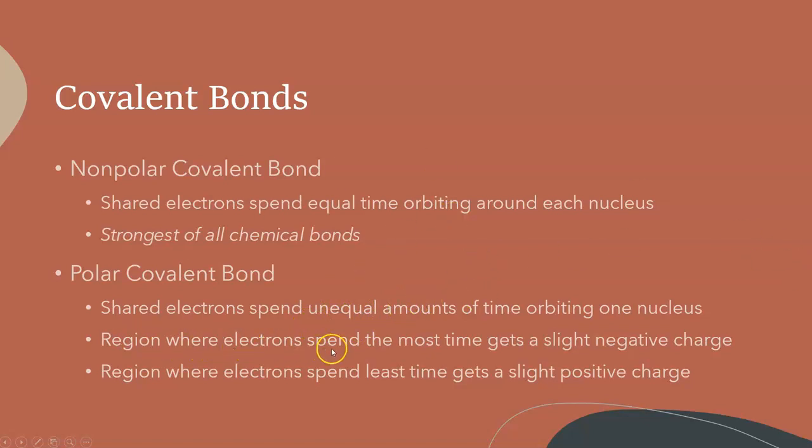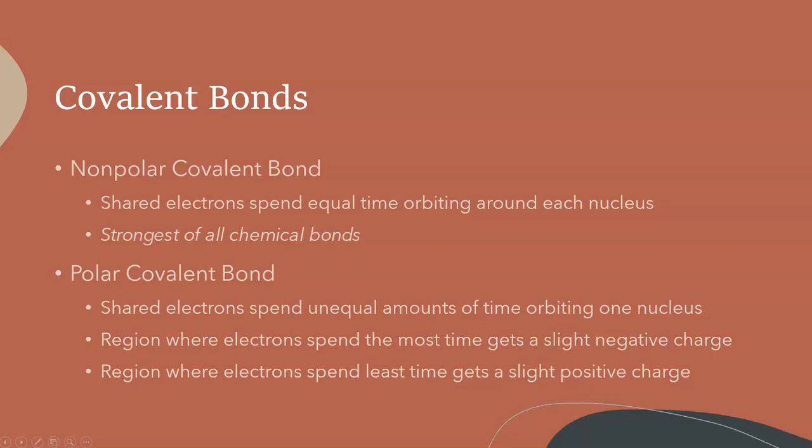And so the region where the electrons spend the most of the time, those electrons are negatively charged. So if it's over there most of the time, that region gets the slight negative charge. The region where electrons spend the least amount of time has a slightly positive charge. If you think about a magnet, there's a positive end and a negative end. This is the same idea. Most of the time the electrons are on the left side, let's say. That becomes a negative side. Sometimes they're on the right side, but not nearly as much. That becomes the positive side.